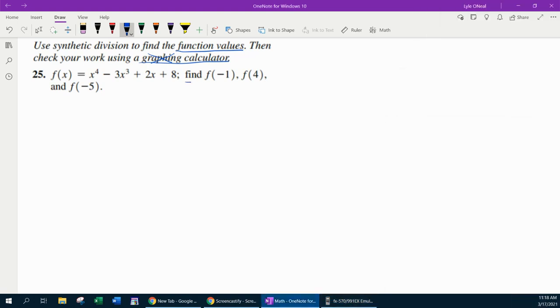So the first problem, it says find f of negative 1. What we're going to do is put the negative 1 in the little box, and then we're going to write all of the coefficients of the function f of x, starting with the coefficient of x to the fourth, which is 1, x to the 3, x to the 2. X squared is missing. Remember, we need a placeholder. X to the 1 and the constant.